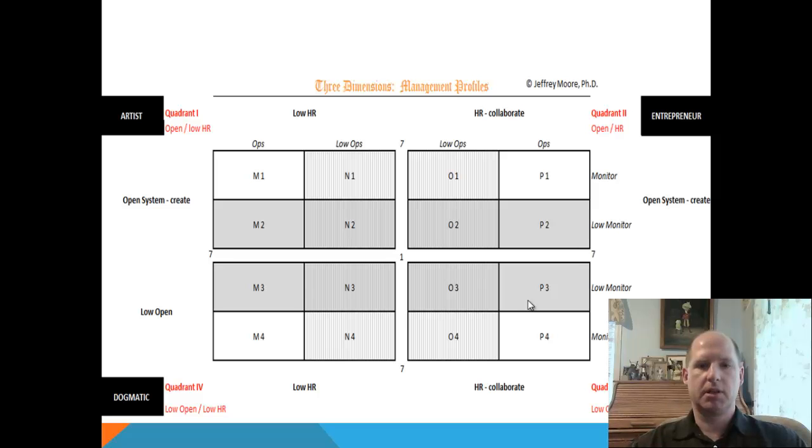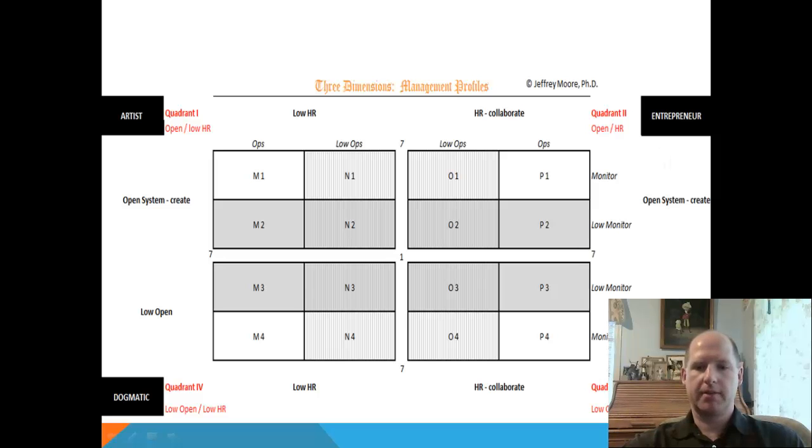And so this way we can think of different quadrants. So in the top left you have your artist quadrant, which is really people who are very creative, so their open system is very high, and low HR, so they're more working by themselves. So that would be the typical, what I dub the artist. And then you have the open system, so very creative individuals that work well with other people. So I gave that the entrepreneurial profile.